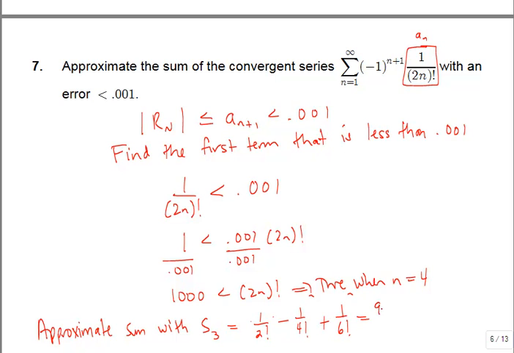So the third partial sum, or the first 3 terms added up, would give me this, and in terms of a fraction, that's 91 over 720, which is approximately 0.126. So we can be assured that the true sum of this convergent series is equal to 0.126 within an error of 0.001. We've guaranteed that the error by making this approximation is less than 0.001.